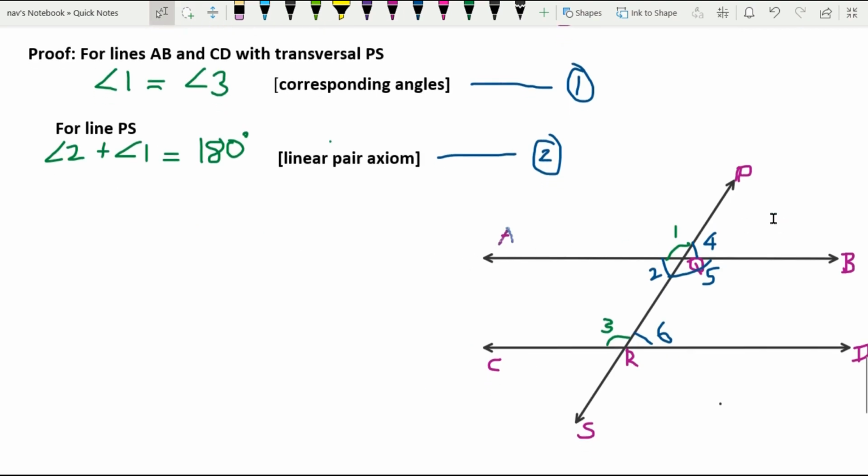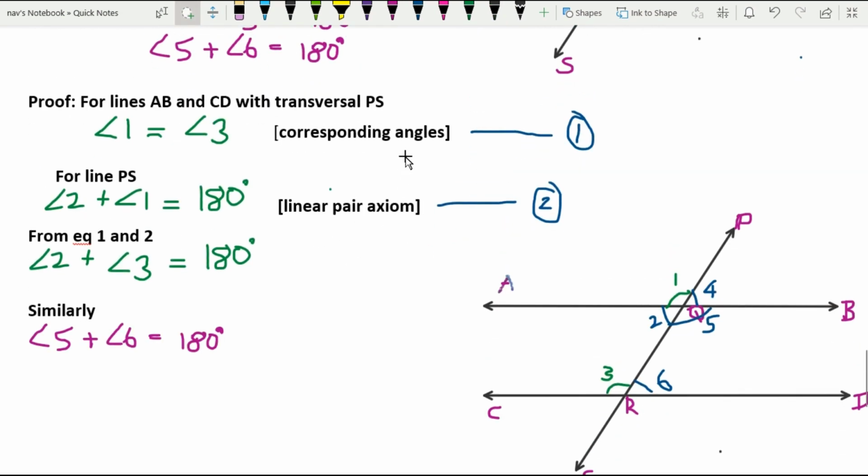Now see the figure again. For the line PS, look at these adjacent angles: angle 2 plus angle 1. They lie on the line PS, right? So angle 2 plus angle 1 will be equal to 180 degrees. The reason is the linear pair axiom: angles on a line are 180 degrees. So we wrote that here with the reason. Let us denote it as equation 2.